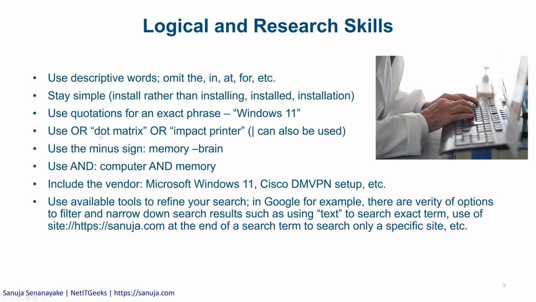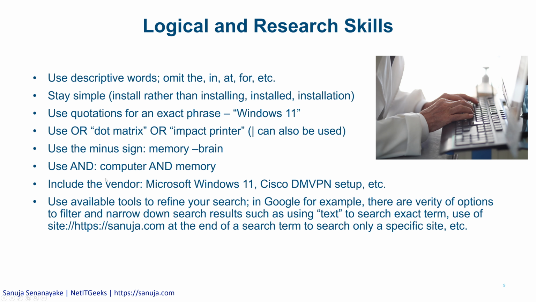Or you can use the OR, for example, dot matrix or impact printer. You can also have this pipe command as well, and that would allow you in Google to search those two terms. You can use the minus sign, so memory dash brain. What that's going to do is omit anything associated with memory and the human brain or animal brains. This is just going to search for memory associated with anything other than brain.